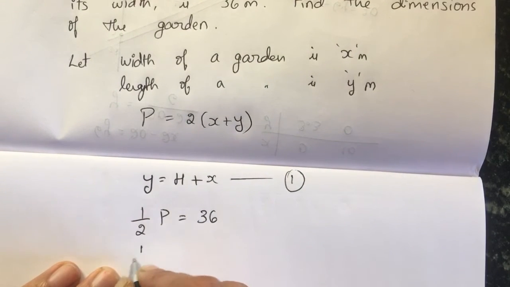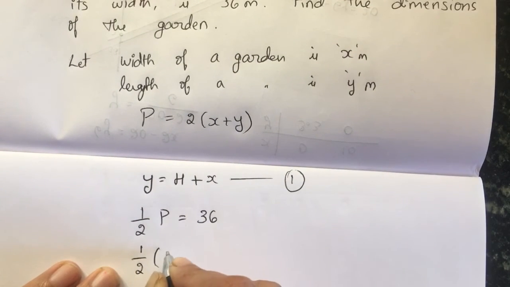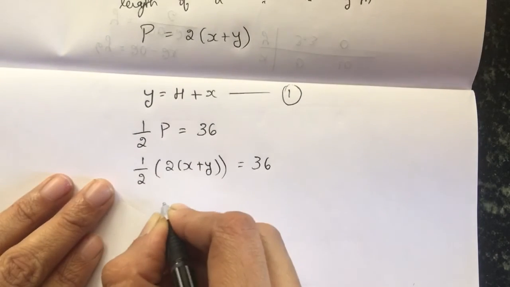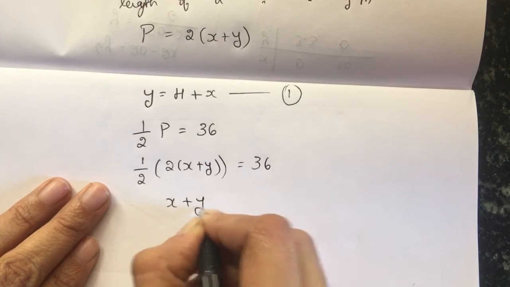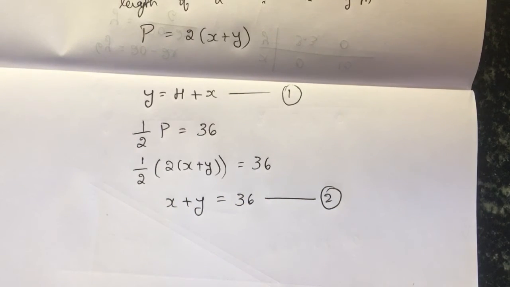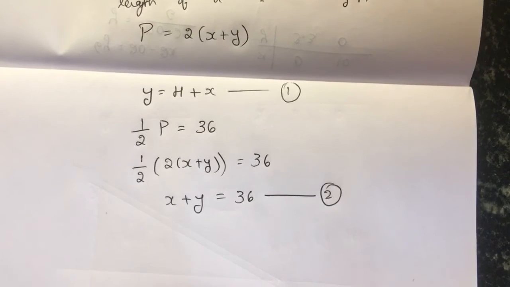Half the perimeter is 2 into x plus y is 36, in the sense x plus y equal to 36. This is the second equation. I hope it is clear. Now I have to find the dimensions. I am solving by the graphical method. Now how to solve?